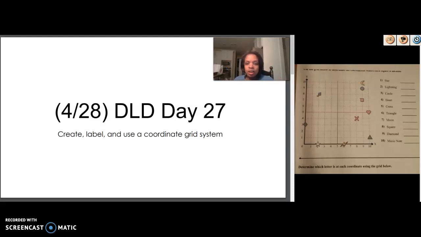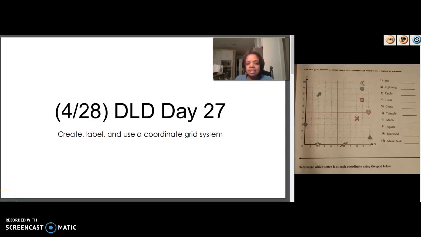Hey guys, so we are doing our lesson today on coordinate grids. Yesterday you watched a lesson from another teacher. It was a 4.5-minute lesson. Today our lesson will be short as well, but I do want to go over our activating strategy and let you know what our learning target is.